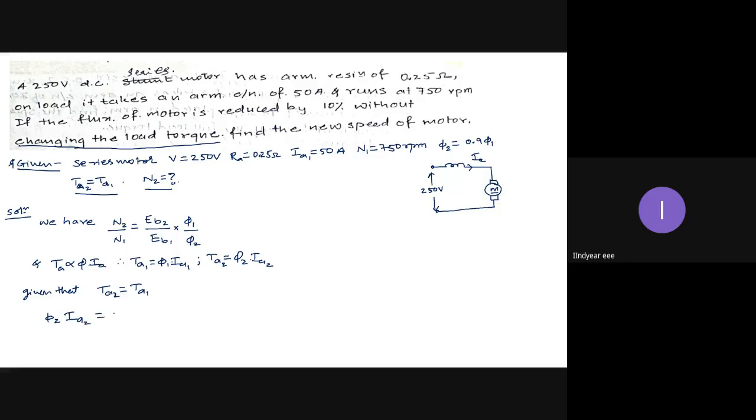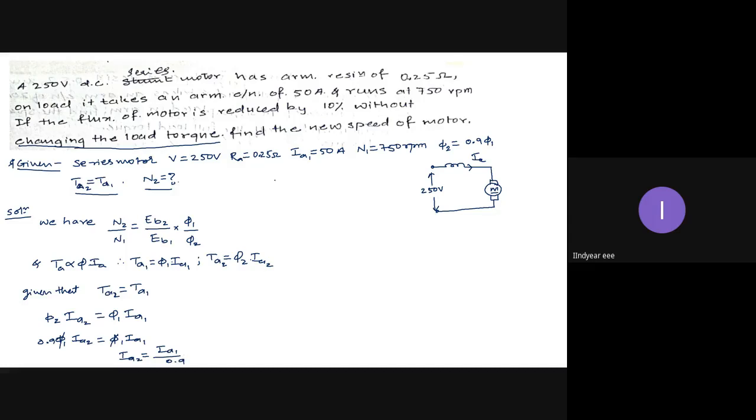IA2 is equal to phi1 IA1. What is phi2? Now phi2 is 90% of phi1, so this is 0.9 phi1 into IA2 is equal to phi1 into IA1. So phi1 goes off. So IA2 is equal to IA1 over 0.9.